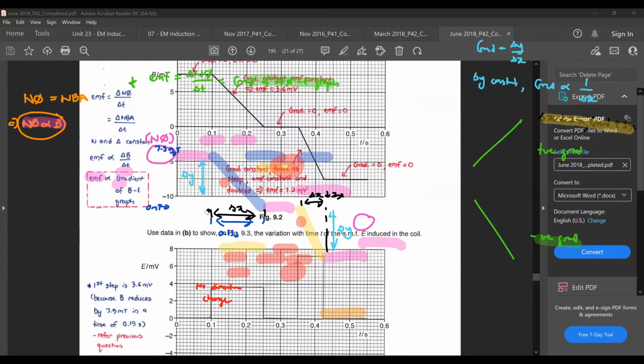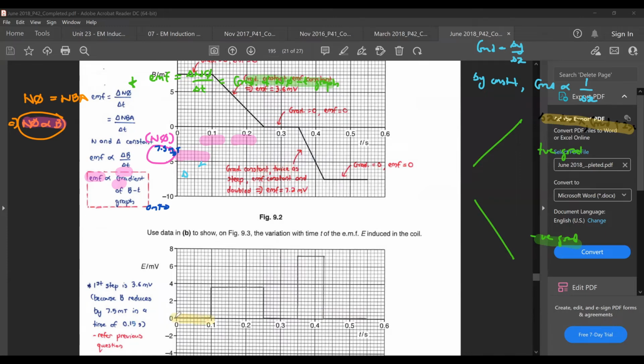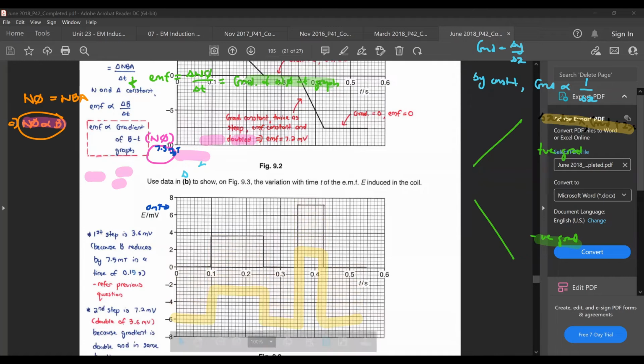Let me just erase off the unnecessary stuff. Your graph now looks like this. And they've actually made your life easier also because they actually label the values on your x and y axis so that you can easily plot out the values. Okay. So this one is okay.